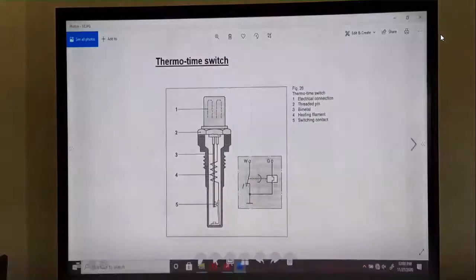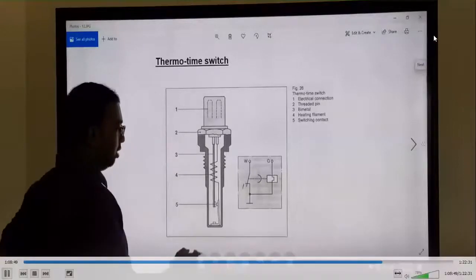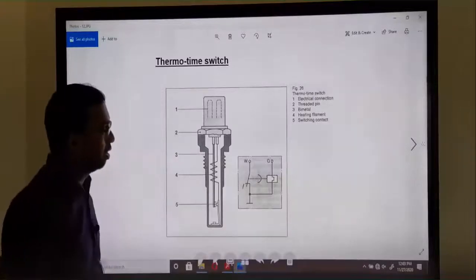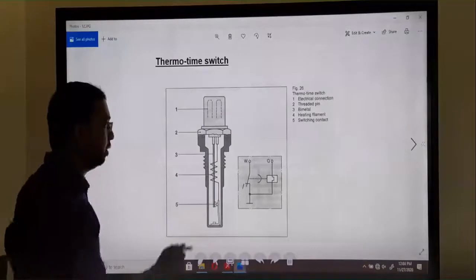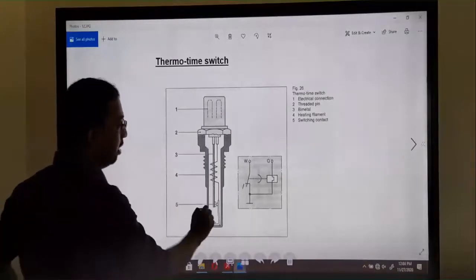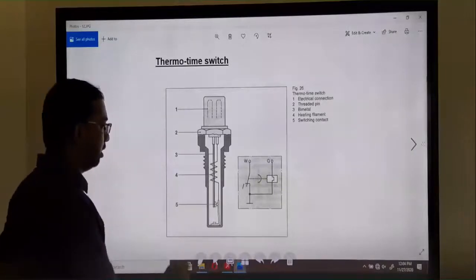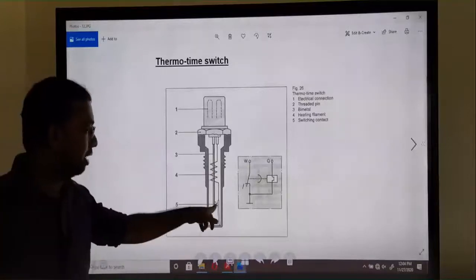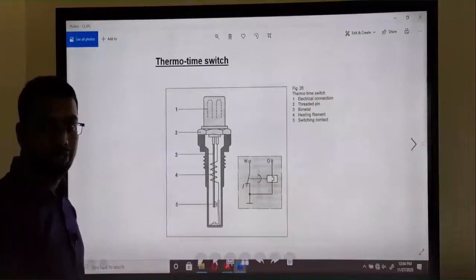In the normal condition, this thermotime switch touches here. This switching contact is the same as the warm-up regulator technology. This is a bimetal and a heating filament spring. Now in the cold temperature, this line is connected here and touches here. So at that time it sends the signal to the cold start injector.